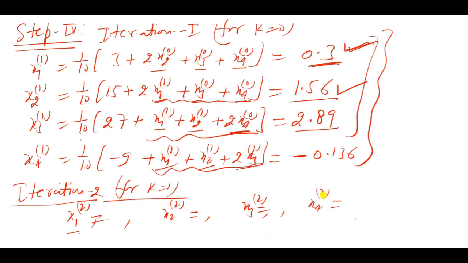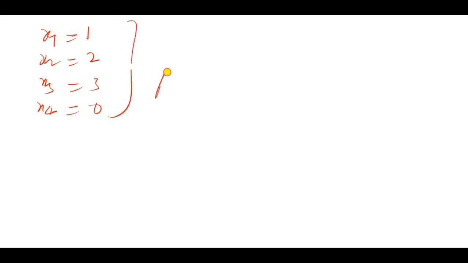Continuing this process as in the previous example, after a few iterations we obtain the values of x1, x2, x3, x4. So after a few iterations, x1 is 1, x2 is 2, x3 is 3, x4 is 0. This is the solution for the unknown variables in the given system of linear equations with the help of the Gauss-Seidel method. So this is the procedure to obtain the values of the unknown variables with the help of the Gauss-Seidel method.